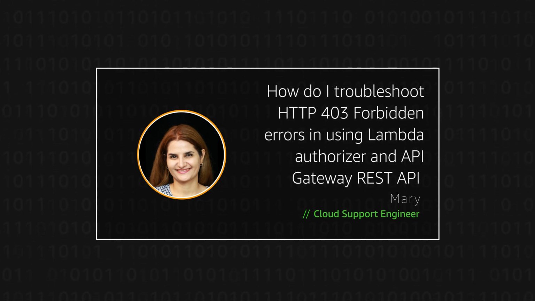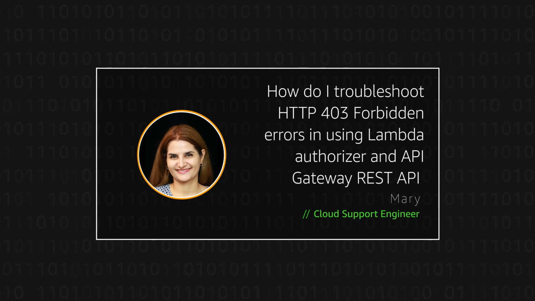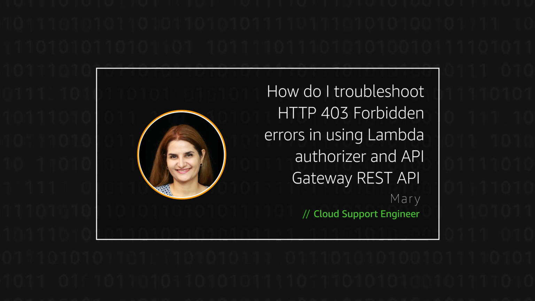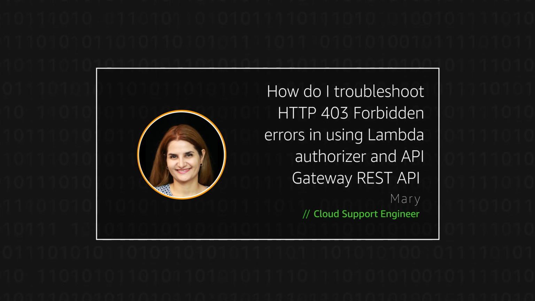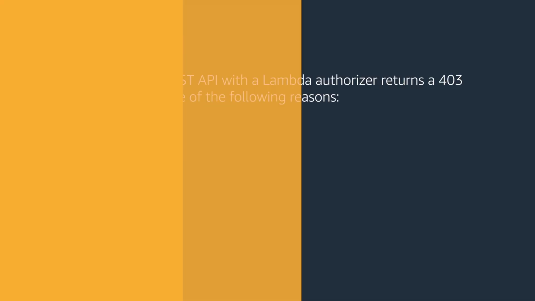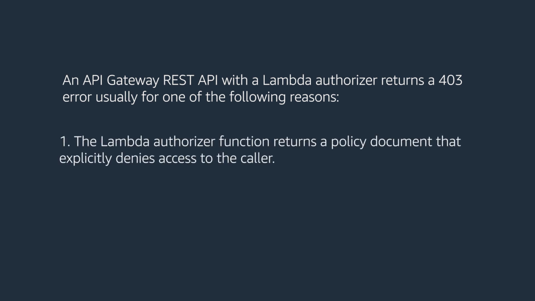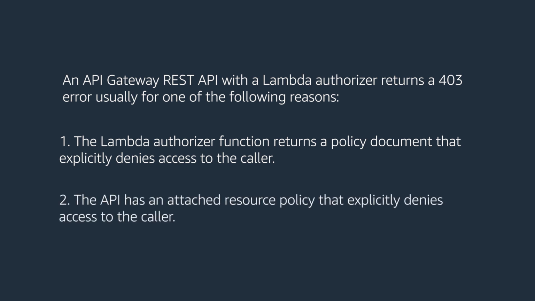Today, I'm going to show you how to troubleshoot HTTP 403 forbidden errors when using an AWS Lambda authorizer with an Amazon API Gateway REST API. Let's get started. An API Gateway REST API with a Lambda authorizer returns a 403 error, usually for one of the following reasons. The Lambda authorizer function returns a policy document that explicitly denies access to the caller. The API has an attached resource policy that explicitly denies access to the caller.